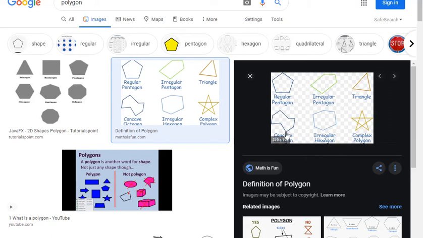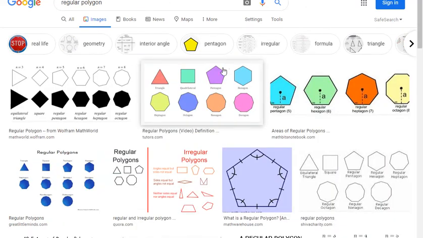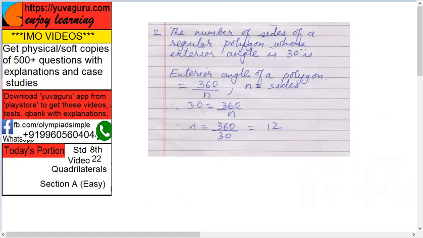See this. This is not a regular polygon, but this is a regular polygon. Why? Because the sides are congruent over here and all the angles are the same. That is known as a regular polygon. Means all sides equal, all angles equal. So one basic formula for finding the number of sides or exterior angle, anything you can find out.